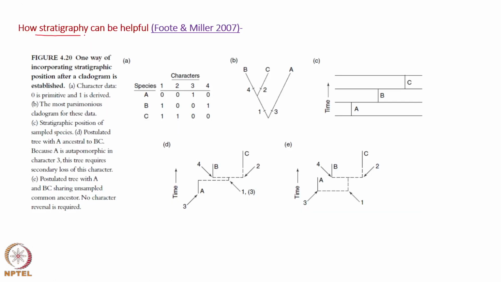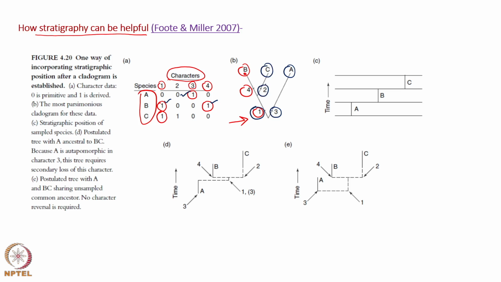Let us discuss how stratigraphy can be useful. Consider 3 species A, B and C and 4 characters 1, 2, 3 and 4. Character 3 is present in species A, character 1 is present in species B and C, character 4 is present in species B. So, the cladogram can look like this, that species B has got characters 1 and 4, species A has got only character 3, and species C has got characters 1 and 2.